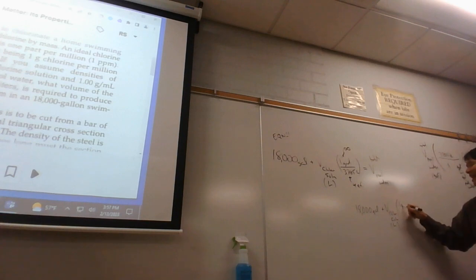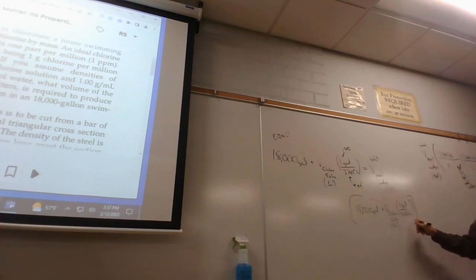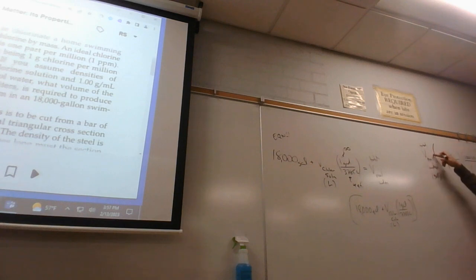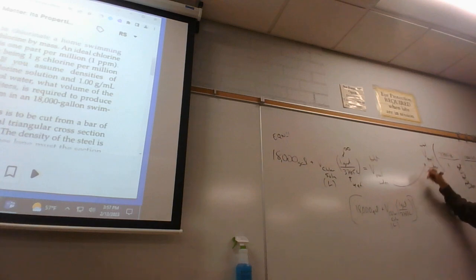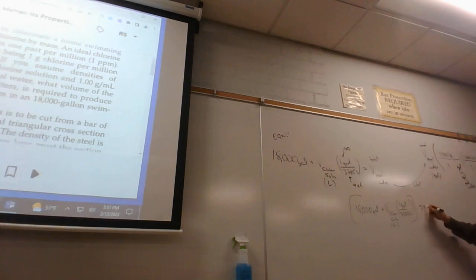times 1 gallon over 3.785 liters. Okay, that's going to be the total volume of pool water. Then it's going to be multiplying all these out. And so all the units work out. So I'm going to substitute in here. This is going to be times 3.785, since the units work out. The gallons cancel. This leaves me with liters on the top.